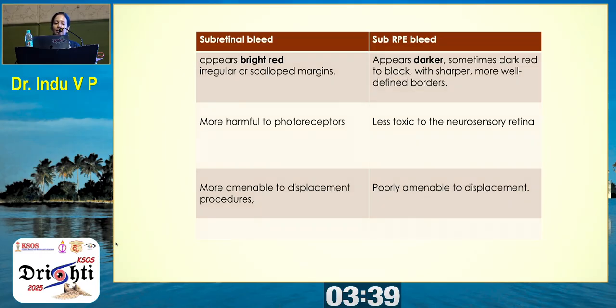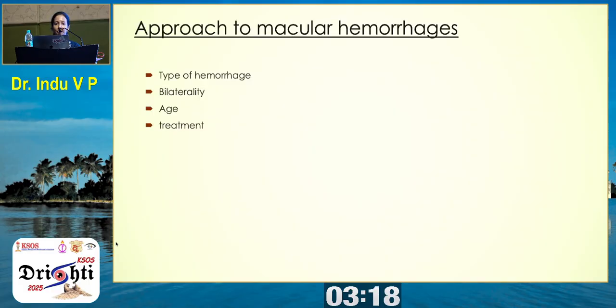Subretinal blood is bright red, whereas sub-RPE blood is usually darker and sometimes even black in color. Subretinal blood is more harmful to the photoreceptors, whereas sub-RPE blood is less toxic because of the limiting effect of the RPE. And subretinal blood is more amenable to displacement, whereas sub-RPE blood is poorly amenable to displacement.